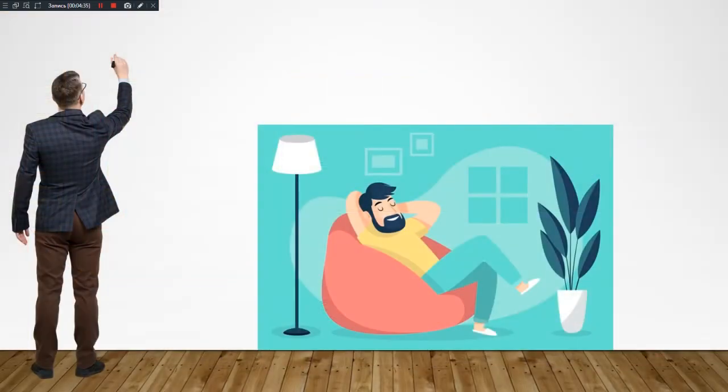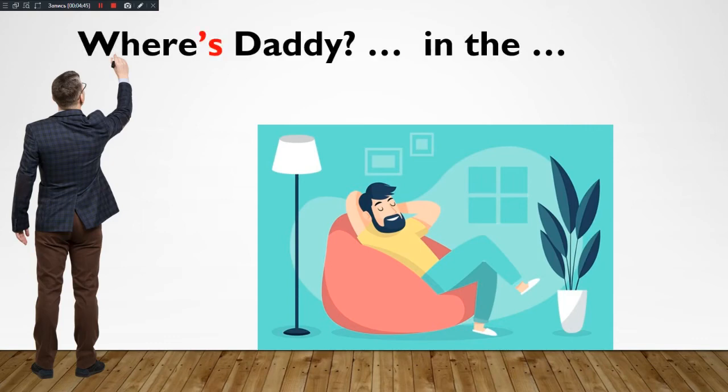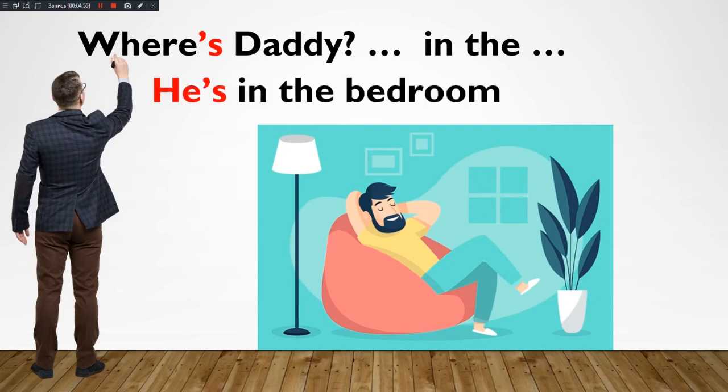Ал енді жаңа сөздермен біз таныстық. Енді жаттығуларды істейік. Where is daddy? Осы сұраққа біз қалай жауап береміз? Осы мысалға қарап жауап берейік. Where is daddy? He is in the bedroom. Яғни ол жататын бөлмеде отыр.